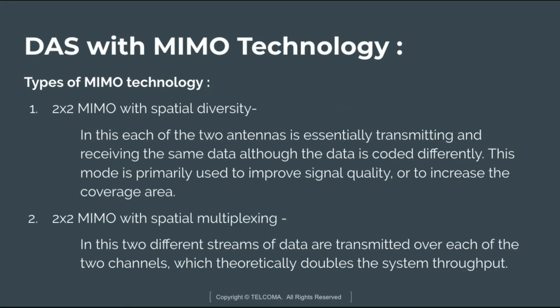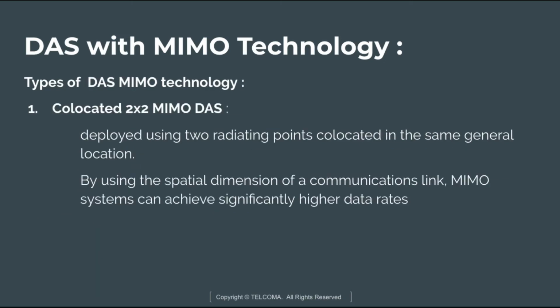In 2x2 MIMO with spatial diversity, each of the two antennas is essentially transmitting and receiving the same data, although the data is coded differently. This mode is primarily used to improve signal quality or to increase the coverage area. But in 2x2 MIMO with spatial multiplexing, two different streams of data are transmitted over each of the two channels, which theoretically doubles the system throughput. So this is the difference between 2x2 MIMO with spatial diversity and 2x2 MIMO with spatial multiplexing.